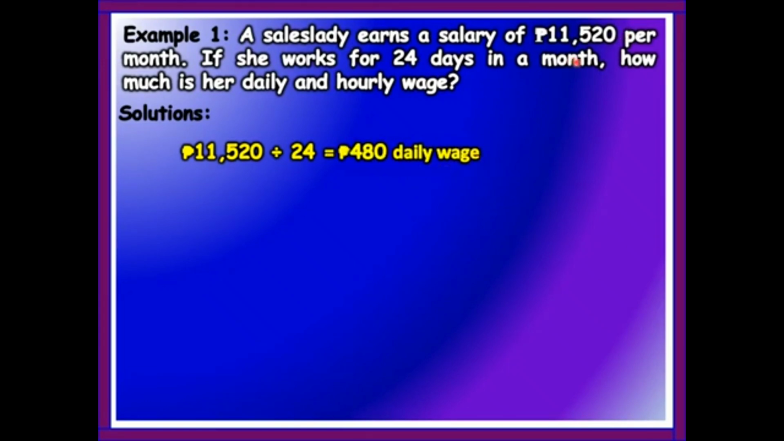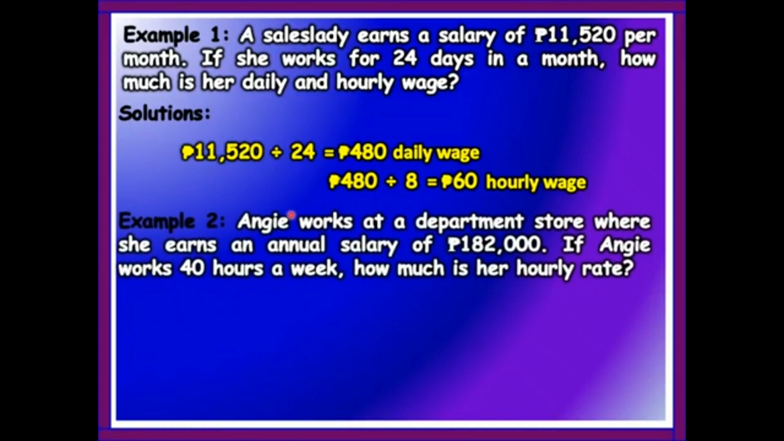So we will be computing for the daily and hourly wage. To compute for hourly wage naman, from 480 pesos, we will divide it by 8. Okay? So 480 divided by 8, that will be 60 pesos. So maybe the sales lady worked 8 hours a day. Next, so again, that is her hourly wage.